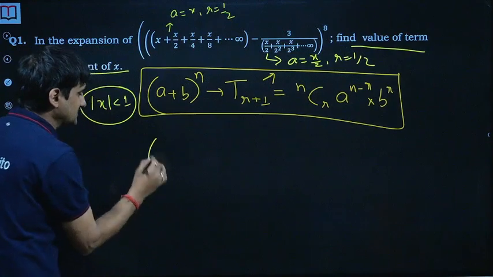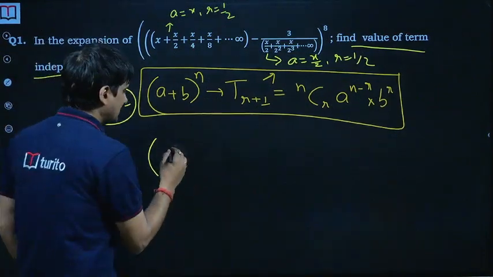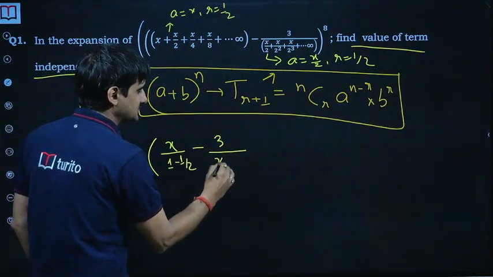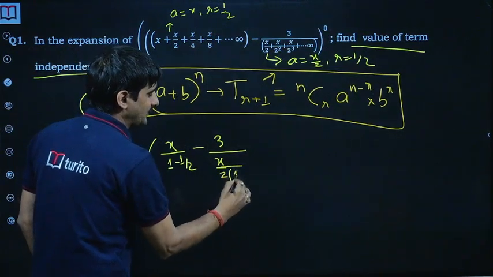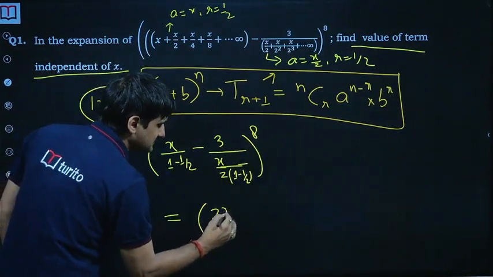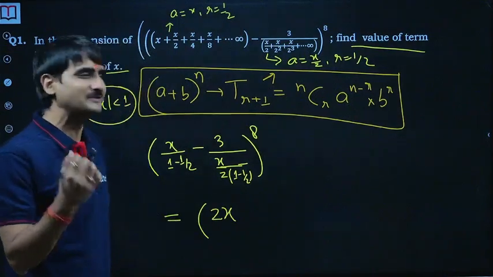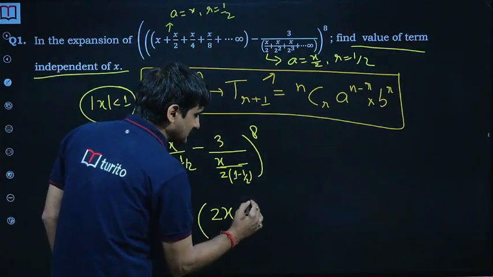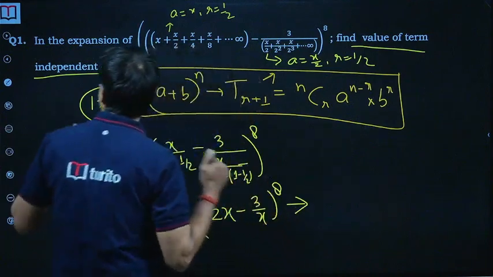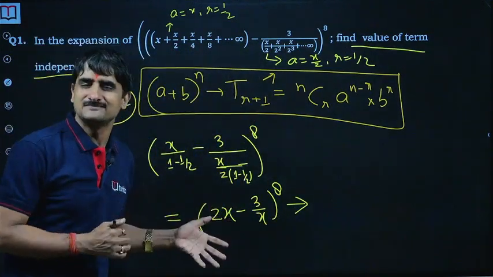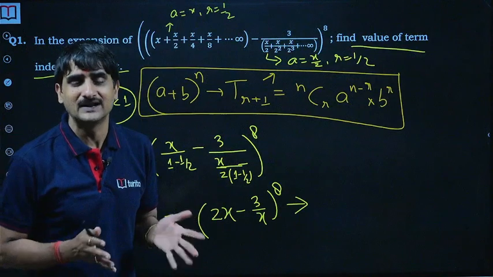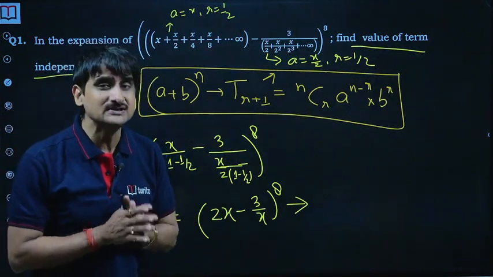So if I write the binomial as the first term over 1 minus half, minus 3 times the first term over 1 minus half, raised to the power r, what do we get? See, it then gets simplified to a very simple form here, which is nothing but 2x minus 3 by x, raised to the power 8. Now which term do we need? That's a very simple binomial here, isn't it? We need the term which is independent of x, the constant term. That means the power of x here should be 0.